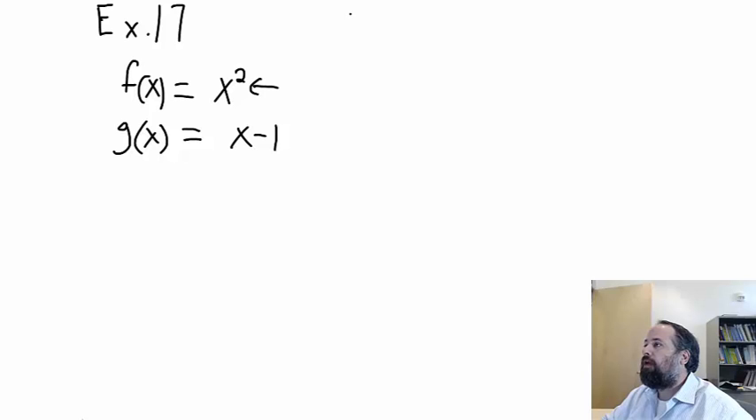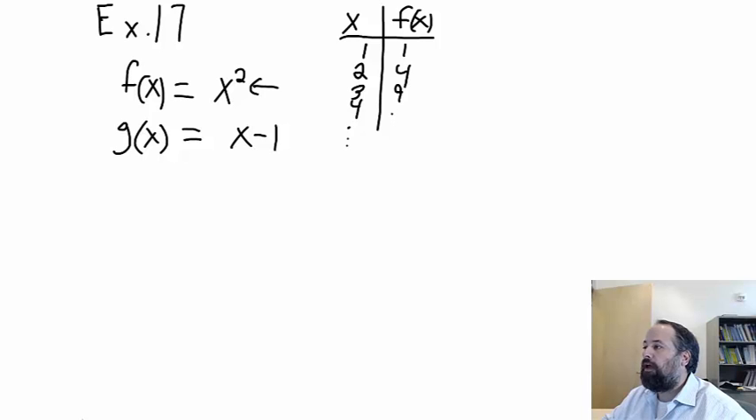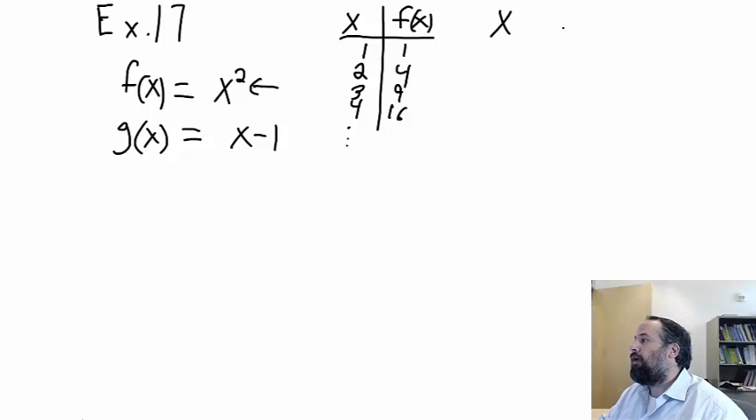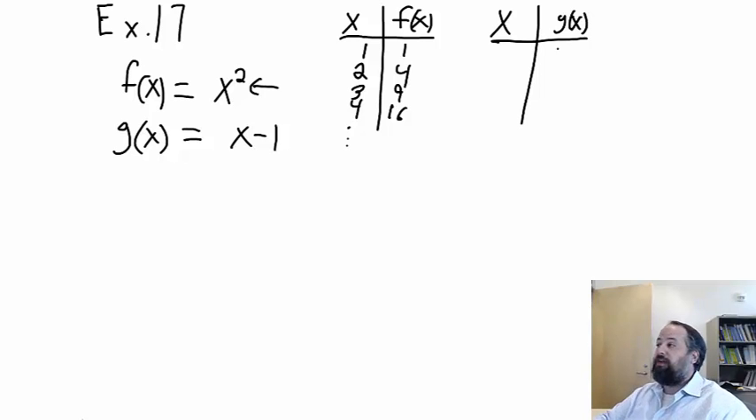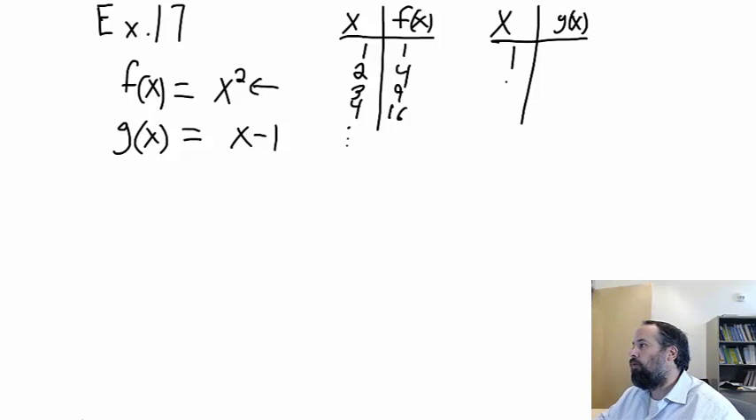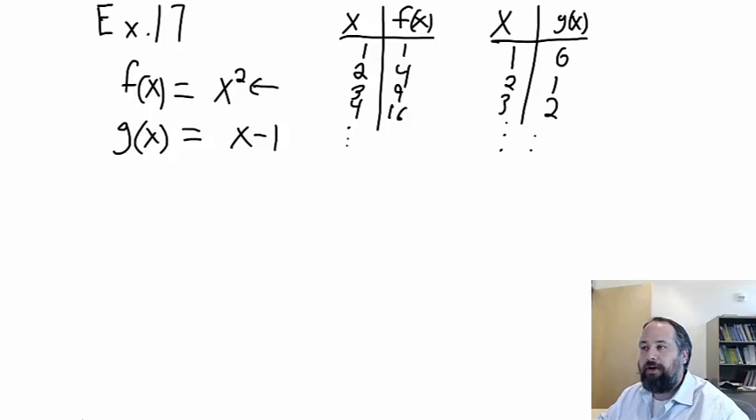So here we have f of x is x squared. So that function, if we have x over here and we have f of x over here, 1, 2, 3, 4 on down. 1 squared is 1, 2 squared is 4, 3 squared is 9, 4 squared is 16 on down. And then we have x and g of x. So g of x is just x minus 1. So again, if we have 1, 2, 3, that's going to be 0, 1, 2, and go on down. Right? So those are two functions.